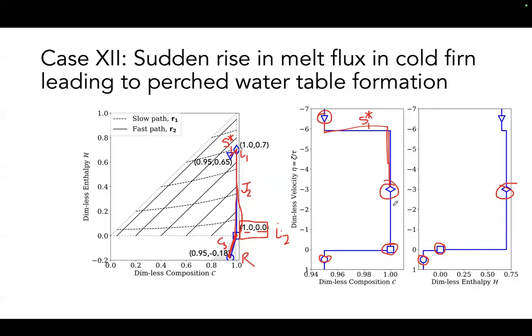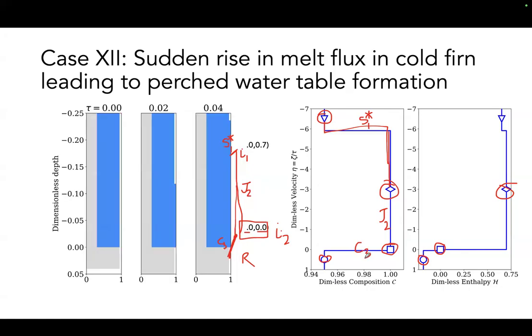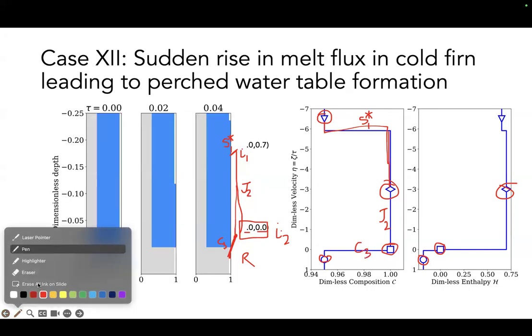And then this is jump J2 because it's in the fully saturated region. And then there is a contact discontinuity C3. So the solution looks like this. Let me erase the ink.